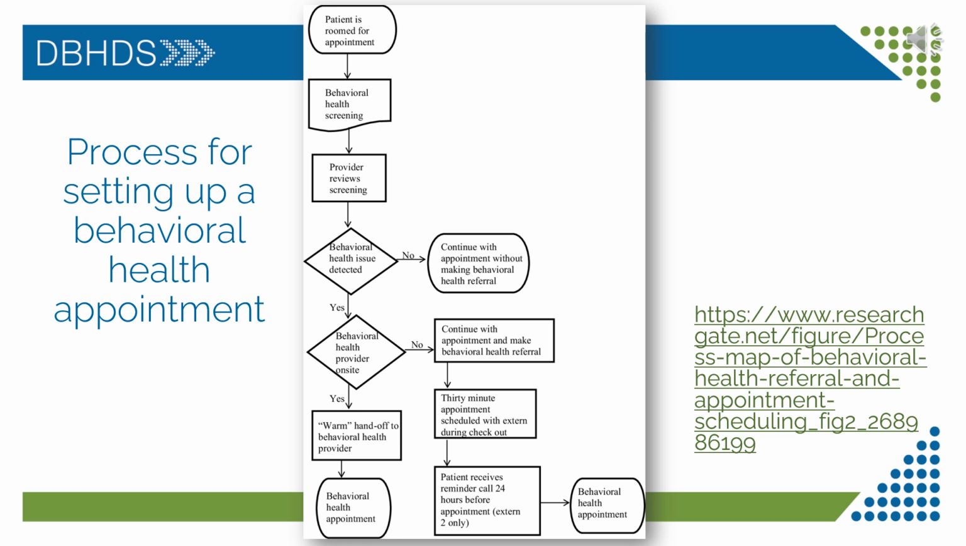This is an example of a process map that is about setting up a behavioral health appointment. It begins with the patient being roomed for the appointment and then doing a screening, the provider reviewing the screening, and then several decision points of whether a behavioral health issue is detected, whether there is a behavioral health provider on site, and then if there is, a warm handoff happens and they have a behavioral health appointment. They also have, if there is no behavioral health provider on site, additional steps that also result in a behavioral health appointment.